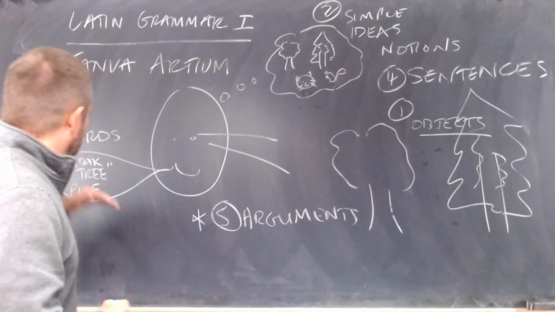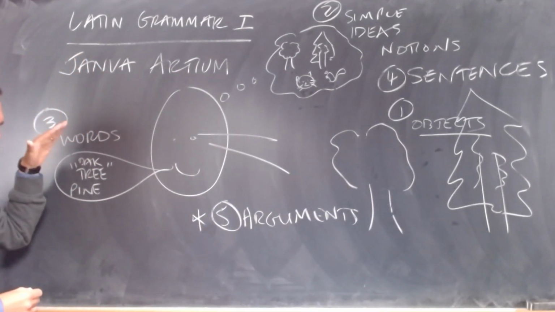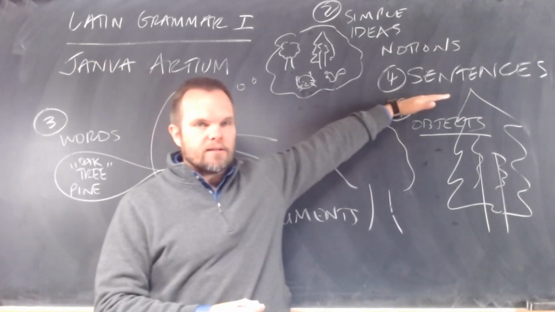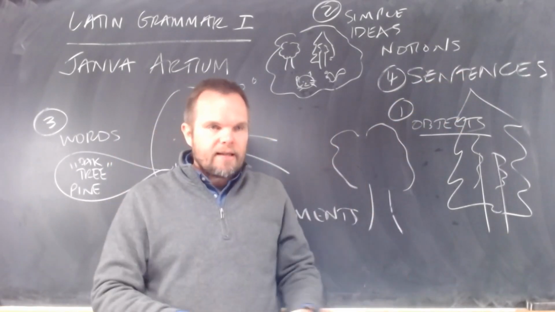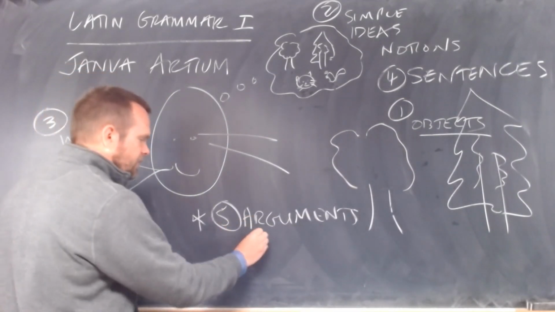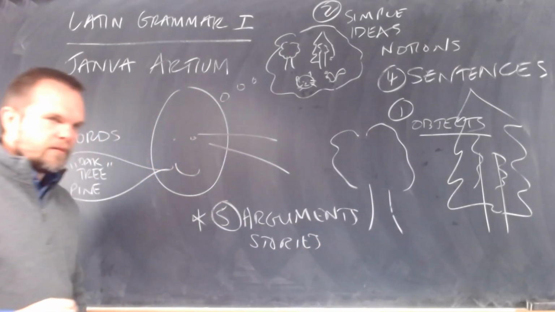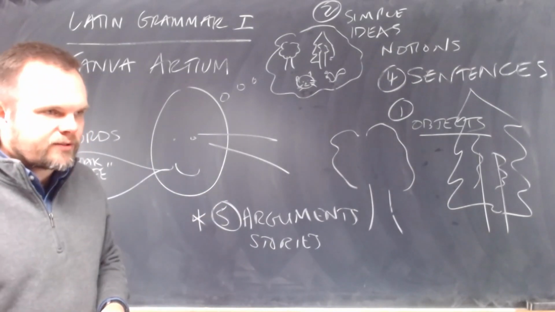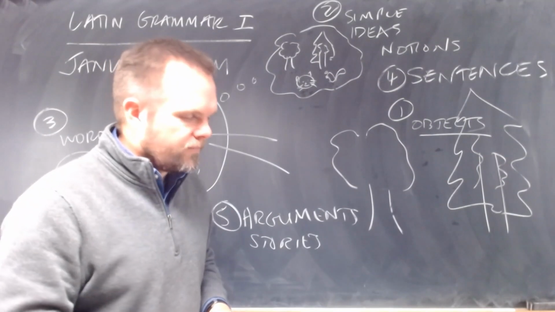Simple ideas lead to words. Words are joined together to express more complicated ideas through sentences. And once we learn to make sentences, we can then learn to combine sentences to make arguments. We can write stories. Okay? It can get more and more complex as we grow in our language skills.